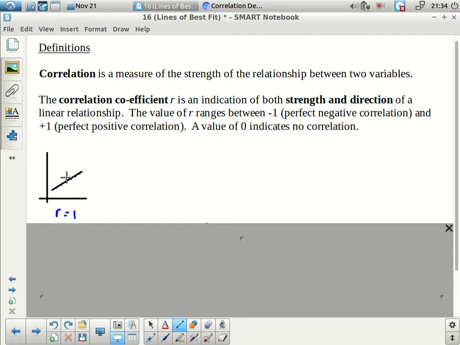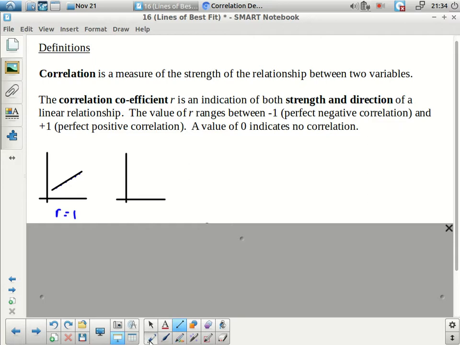Now note, it just means it's going up. This is no indication of the slope. It doesn't matter if it looks like this or if it ended up being a lot steeper. It just means it's going up, and the points perfectly match the curve.